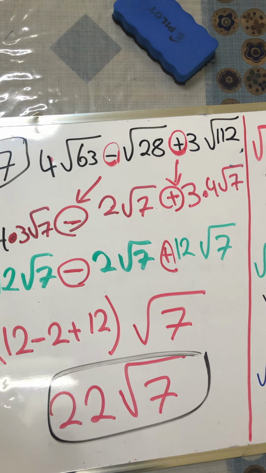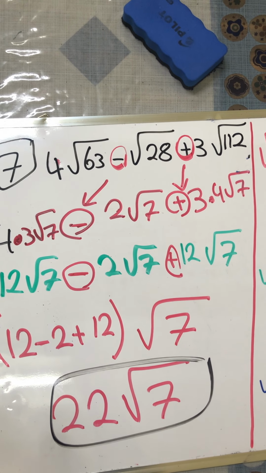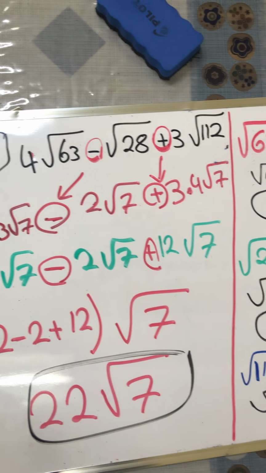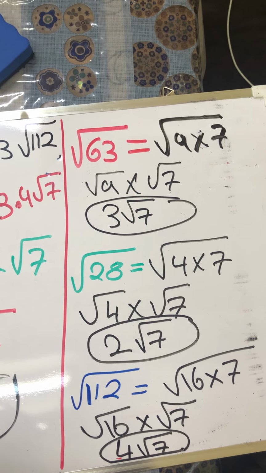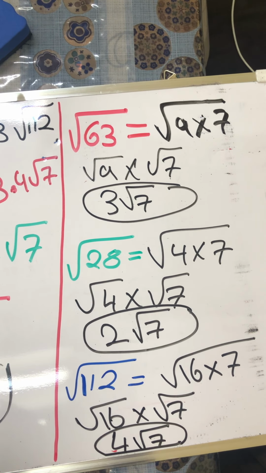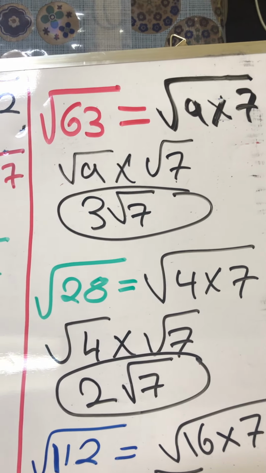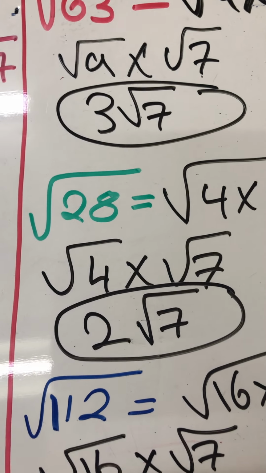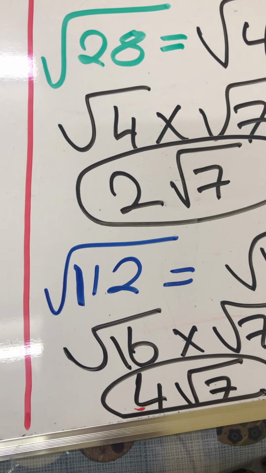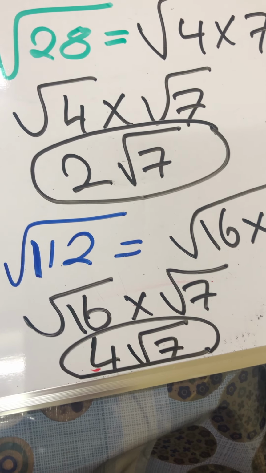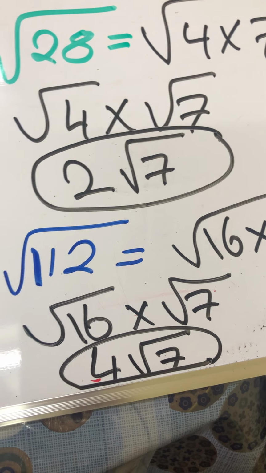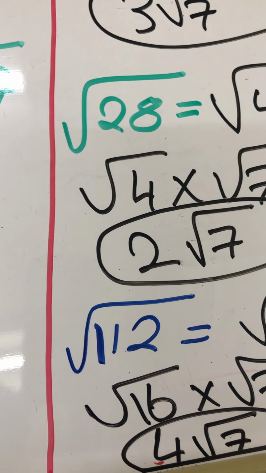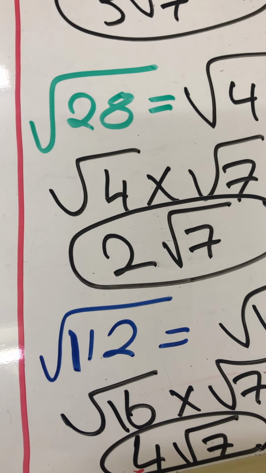So again, to solve this problem, I have to simplify each square root separately, as I did here. The simplification of square root of 63 is 3 square root 7. The simplification of square root of 28 is 2 square root 7. The simplification of square root of 112 is square root of 4 times square root of 7. How can I find the factors of 112 by factorization?